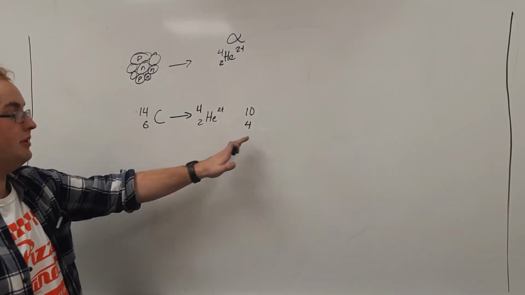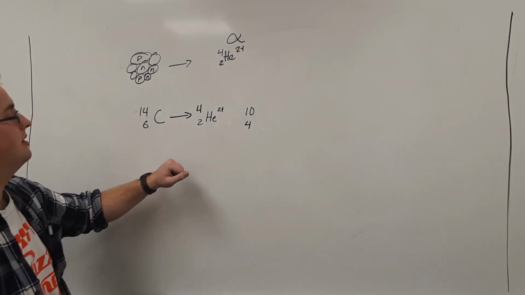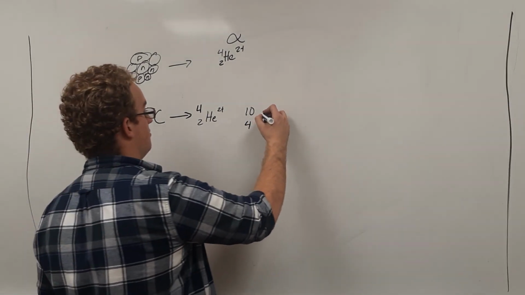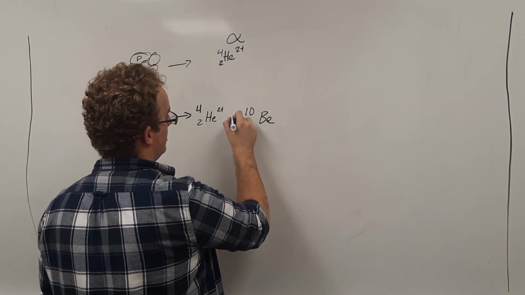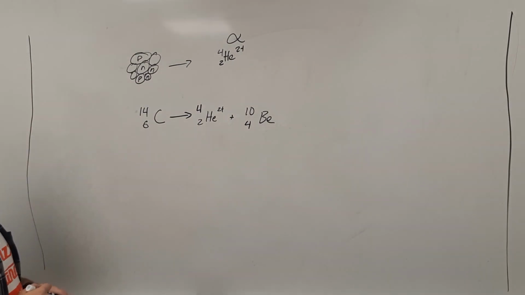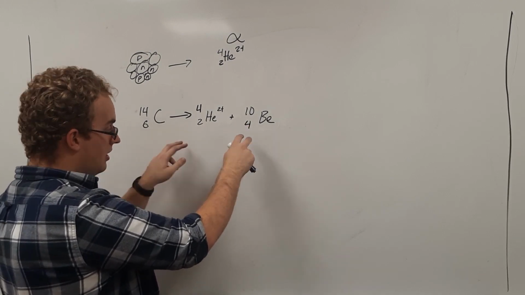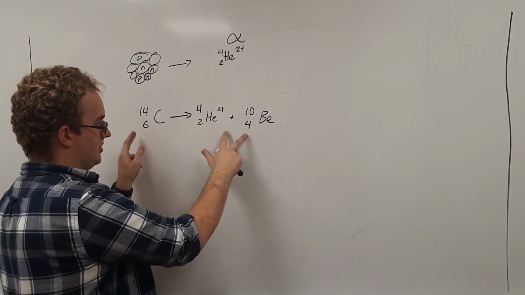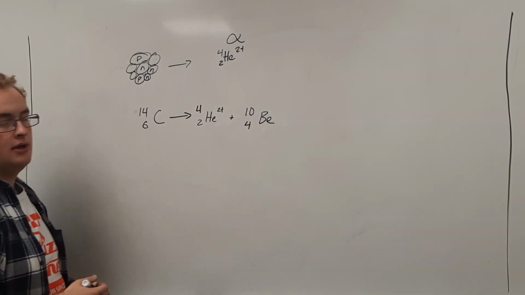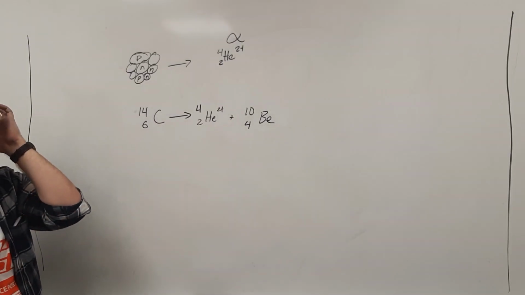And then this is going to be a different element, right? Because we lost protons. I'm going to say this is 4. That's going to be hydrogen, helium, lithium, beryllium. This is beryllium. And there you go. That's what undergoing alpha decay is. You just make sure that the numbers for your atomic number, which is your number of protons, add up on both sides, and then your mass number will add up on both sides. So really that's all there is to it. That's alpha decay.